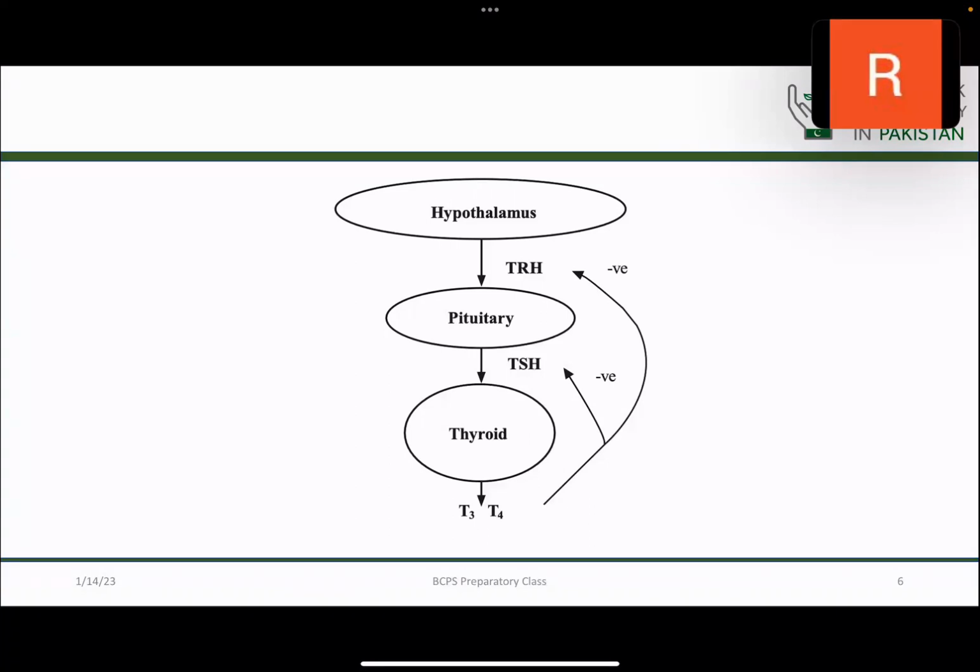And as you can see here, there is a negative feedback between thyroid hormones and thyroid stimulating hormone and thyrotropin releasing hormone. What does it mean? That whenever T3 and T4 levels are increased, for example, there would be a negative feedback effect on the pituitary, and pituitary will decrease the secretion of thyroid stimulating hormone. So this negative feedback effect is important to understand, because it will serve in the diagnosis of either hyperthyroidism or hypothyroidism, as we will see shortly.